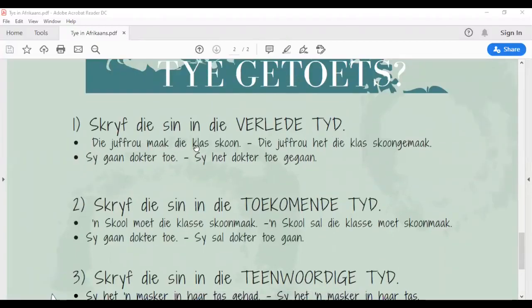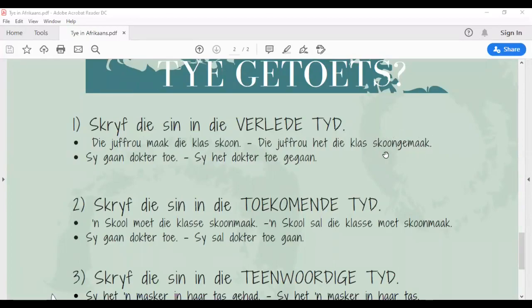Die juffrou maak die klas skoon. Daai sin, die juffrou maak die klas skoon, is in die teenwoordige tyd. It is in the present tense and they tell us change it into the past tense. Die juffrou het die klas skoon gemaak.